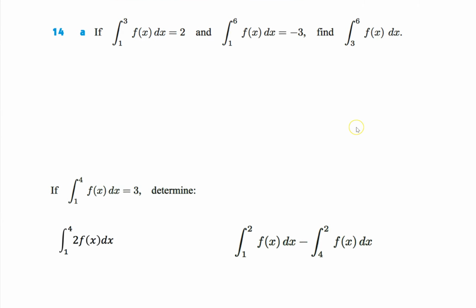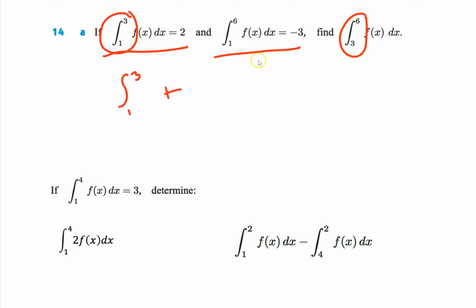So this is the first one. If the integral from 1 to 3 is 2, they tell you the integral from 1 to 6 is -3. Find 3 to 6. So they gave me 1 to 3, 1 to 6, and now I have to find 3 to 6. So it's kind of like a jigsaw puzzle. How do these connect? Well, if I go 1 to 3 plus 3 to 6, isn't that going to equal 1 to 6? So if we do integral from 1 to 3 plus integral from 3 to 6, it should equal the integral from 1 to 6 because these connect, they're just different areas.